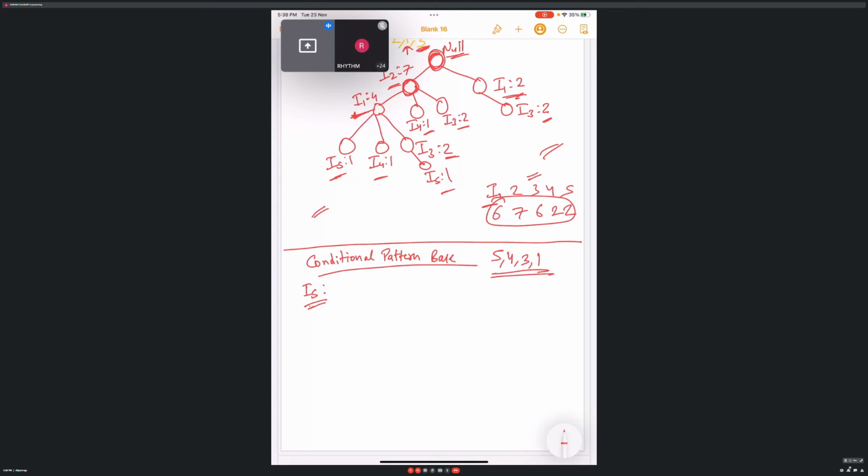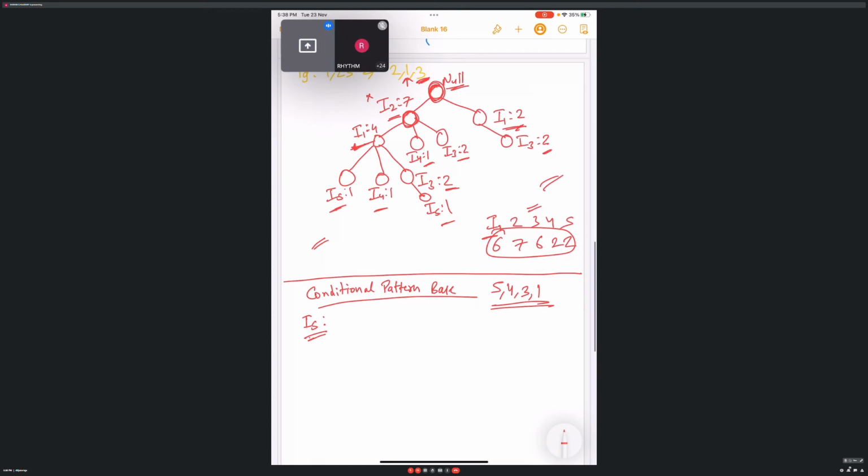So for I5, I have to find all the paths with which we can reach this I5.